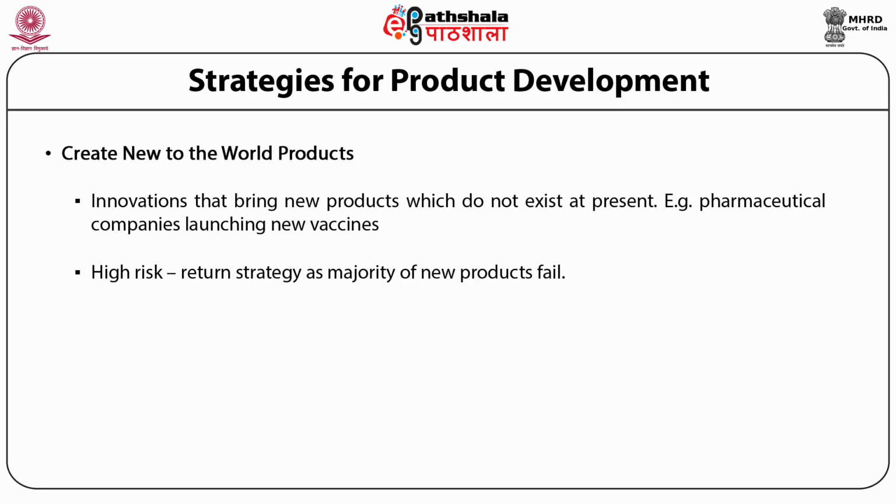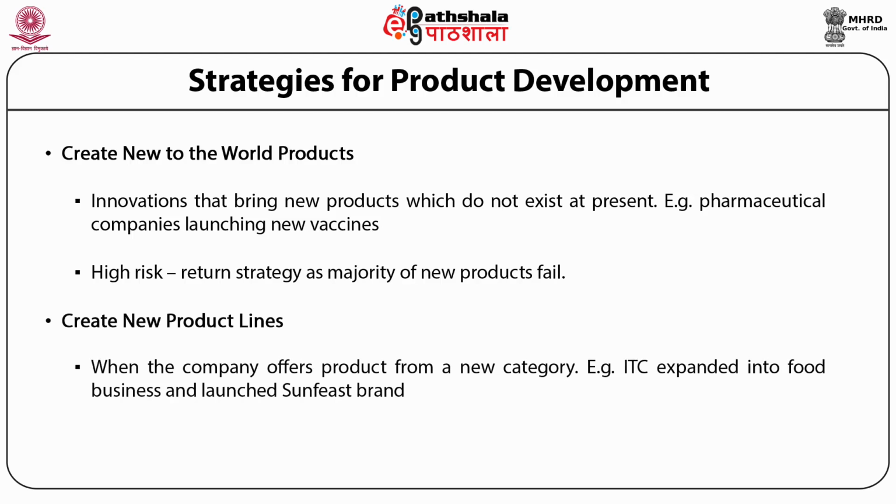The second option is to create new product lines, which means when the company offers a product from a new category. For example, ITC, which was into the paper business or into the tobacco business, decided to enter into the food business and launch the Sunfeast range of products.